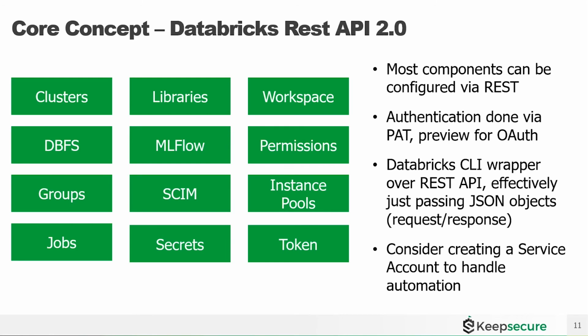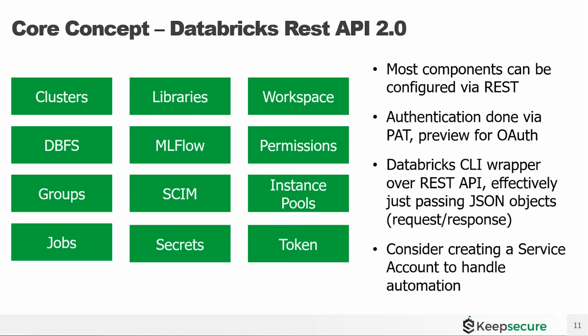So clusters and libraries and workspaces, these are all first level or first party components of the Databricks REST API. Most of the things that you'd want to do within Databricks can be configured via REST. There's still some admin type options that you would have to go and work through in the portal, but most of the other ones can be configured via the REST API.